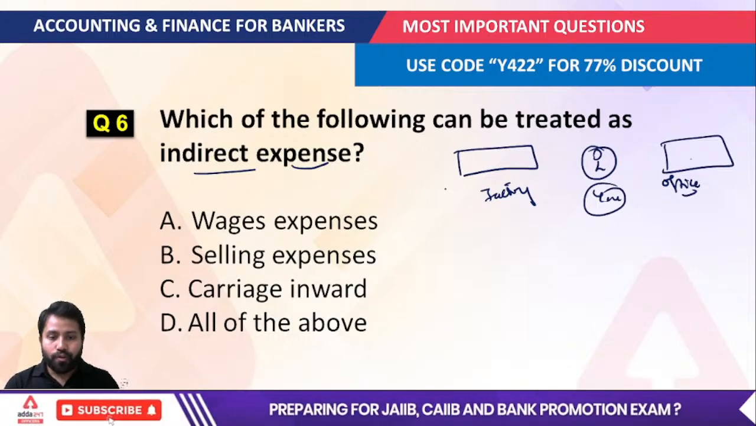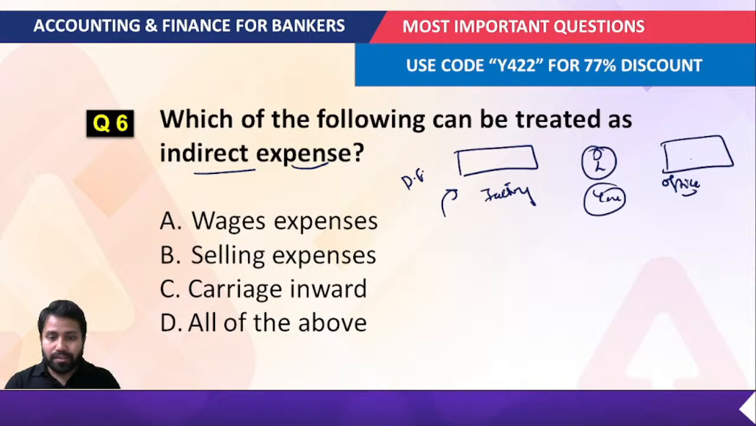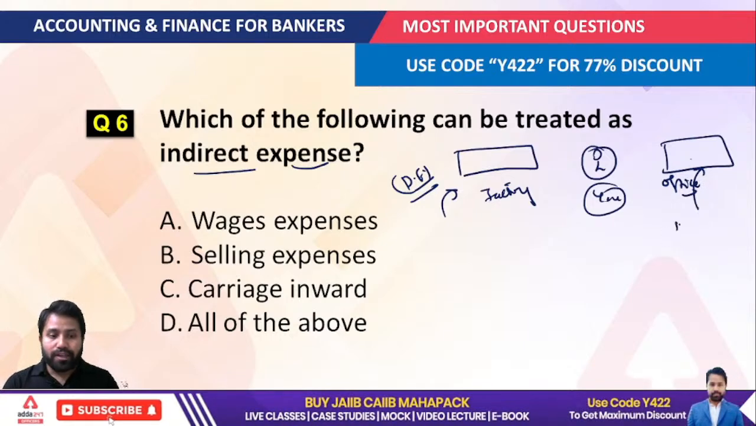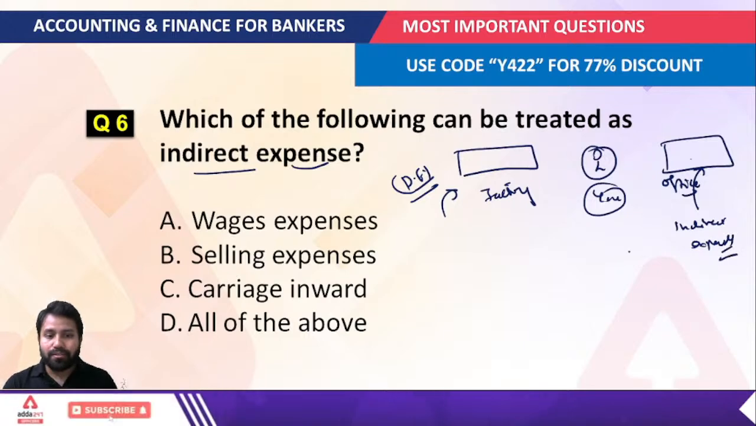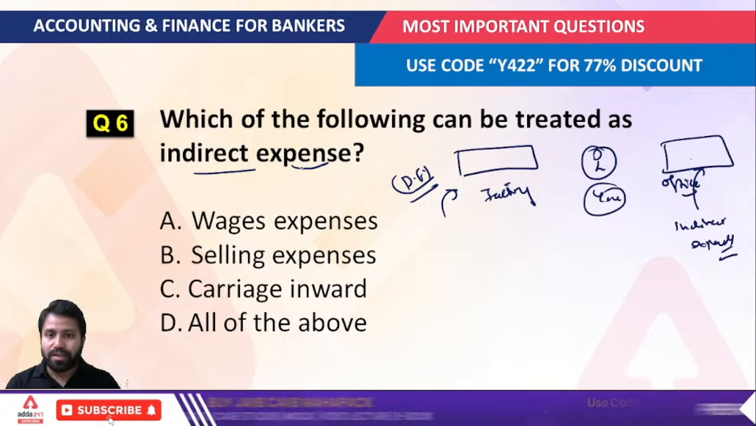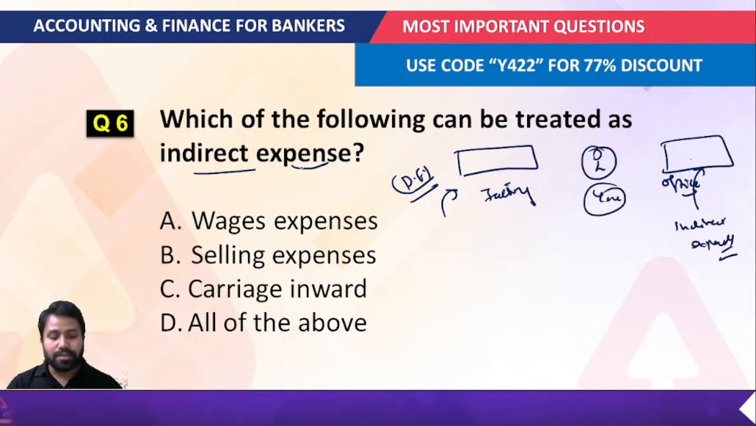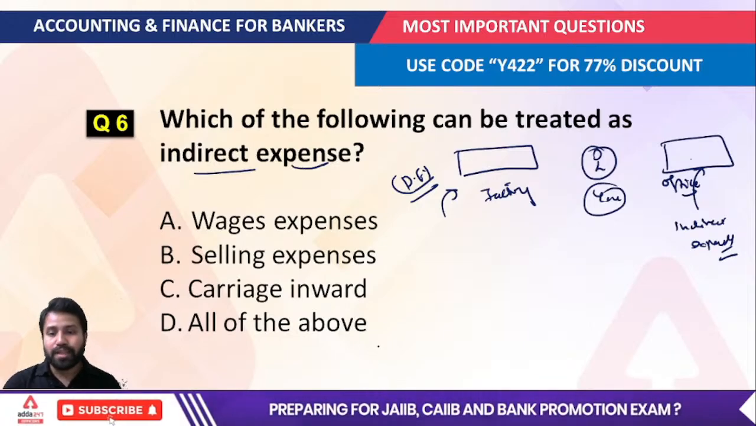Okay, so whatever expenses we are talking about, if they are directly associated with the factory level, you can relate them to direct expenses. And whatever expenses are related to your office level, you can understand as indirect expenses. Now just tell me, the question is which of the following can be treated as indirect expenses. A lot of options are given here: wages expenses, selling expenses, carriage inward, all of the above. So what should be the answer?